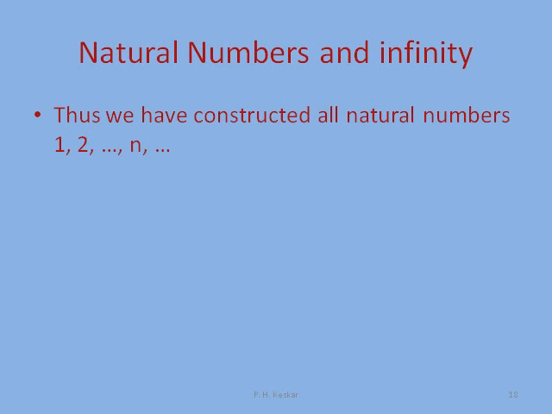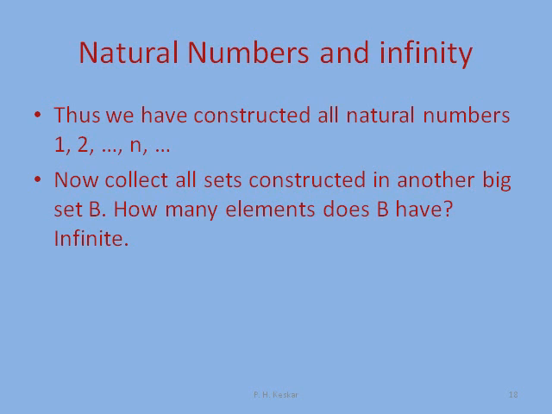So that is how many sets I have constructed in this manner. How many numbers are there of this type? There are infinitely many. So if we collect all these constructed sets into another big set B, then B will have infinitely many elements, namely each set constructed, collected together, so this will be an infinite set. So I have reached infinity in this way. I have reached all the numbers 1, 2, n, etc., and if I put them all together, I also get infinity.